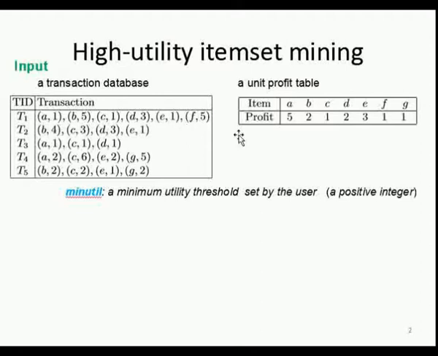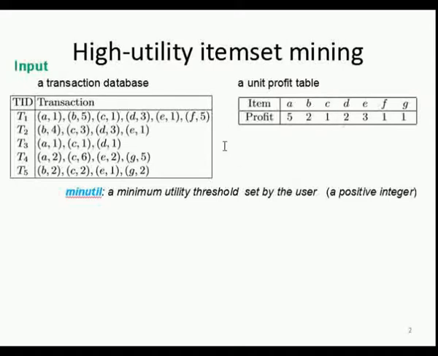And on the top right, we have also a unit profit table. That means if you sell, for example, 1 apple, how much profit do you earn? So here, we know that the profit of item A is 5. That means if we sell 1 apple, it's $5 profit. B is $2, C $1, and so on.